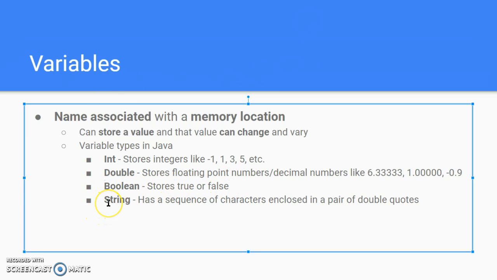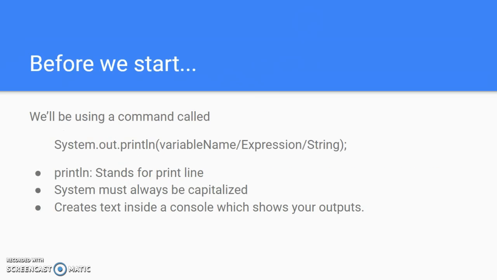Now, the string is simply just a sequence of characters enclosed in a pair of double quotes, and this means that, say, any text that you've seen thus far, like this whole thing right here, is called a string. And this is useful in order to make sentences that you want to print in the console, because the int, the double, and the boolean can't use A, B, C, D, E, and all that stuff. It's simply restricted to numbers, numbers with decimals, and true and false.